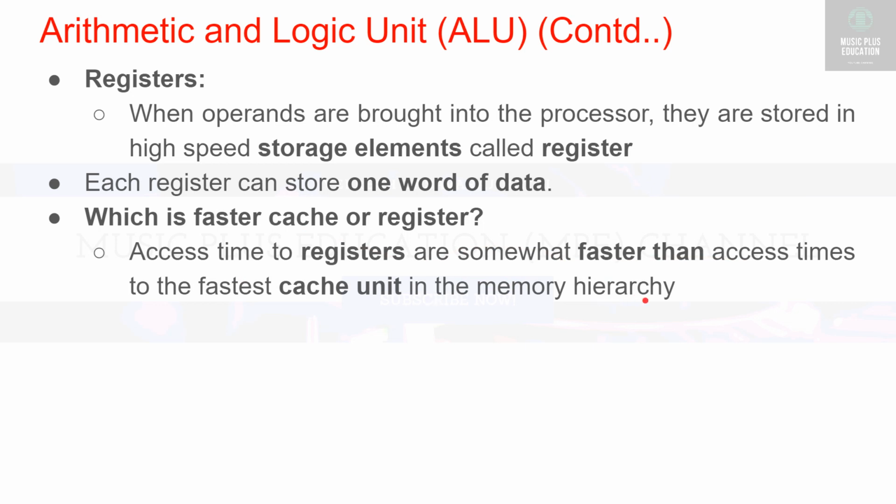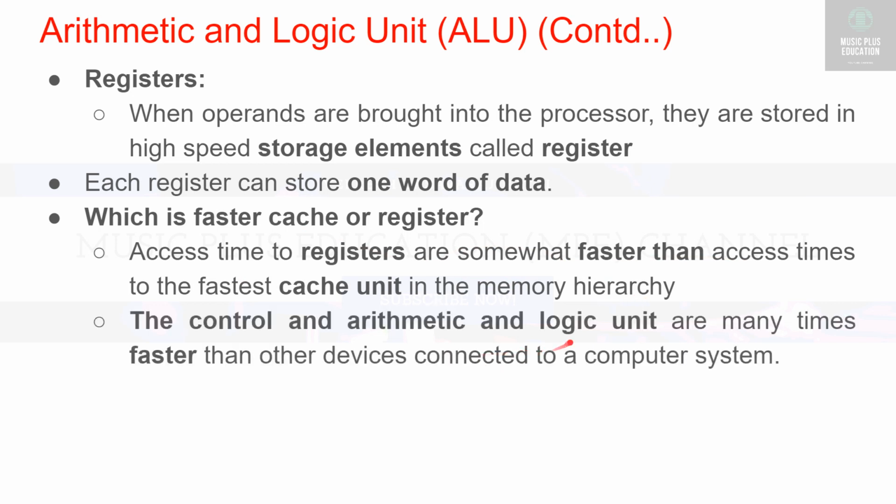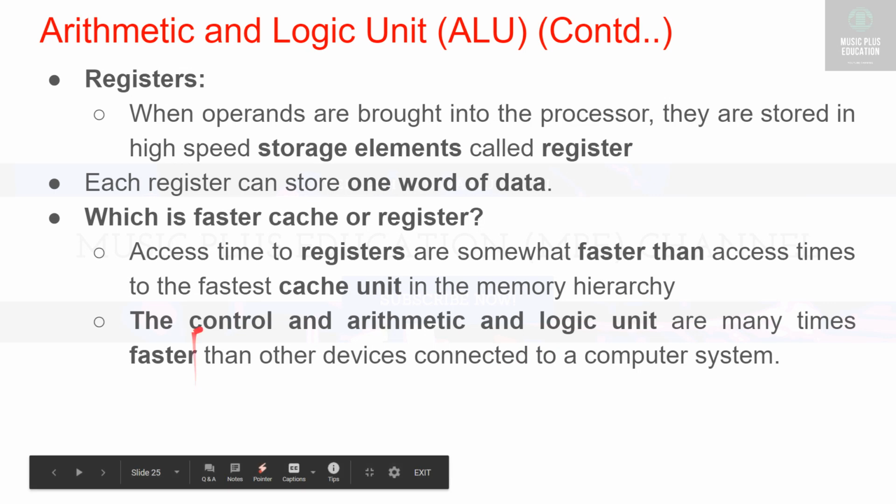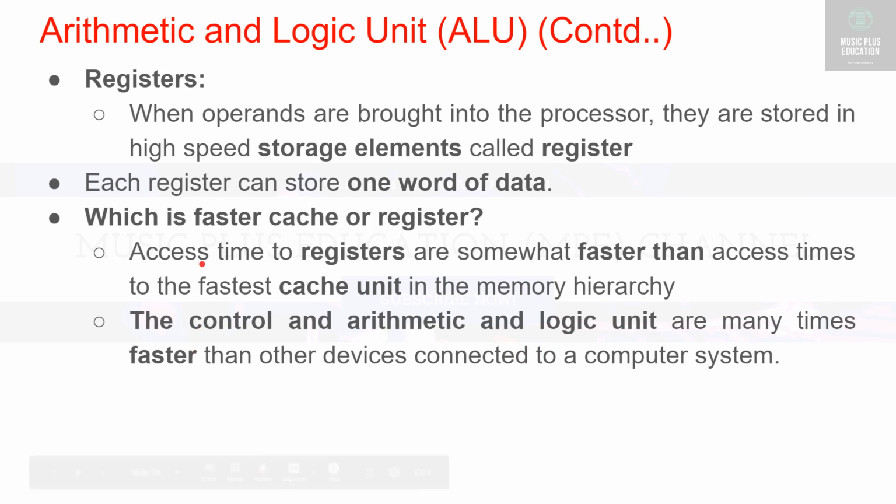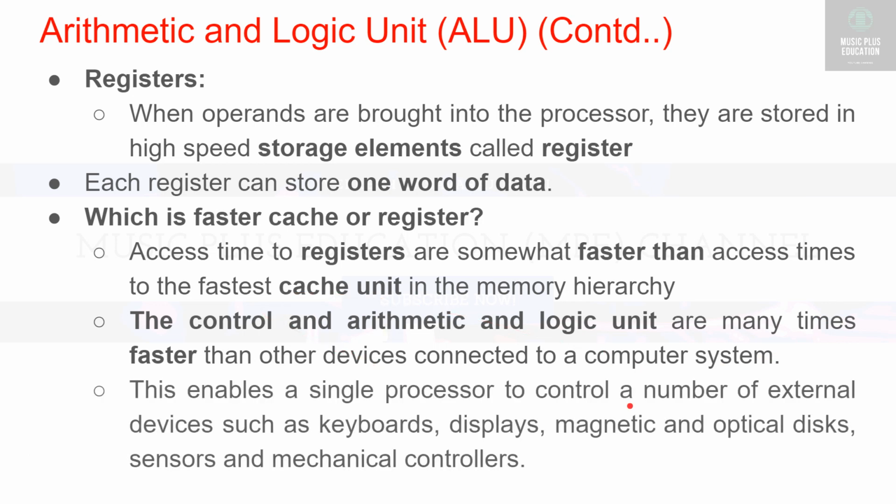The control and arithmetic and logic units are many times faster. Compared to other units, the control unit and arithmetic logic unit are many times faster than other devices connected to a computer. This enables a single processor to control a number of external devices such as keyboards, display, magnetic disk, optical disk, and sensors and mechanical controllers.